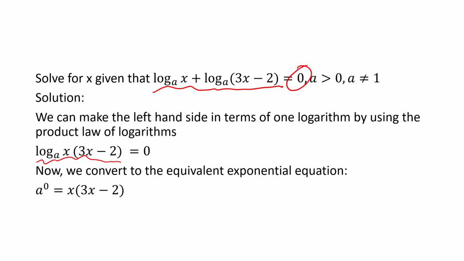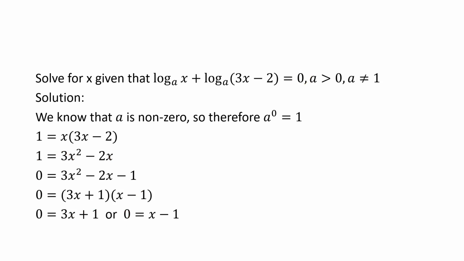Now that we have this, we can convert it to the equivalent exponential equation, because this isn't a situation where we had a log on one side and a log on another. This is a situation where we had a log on one side and a number on the other. So we say the base raised to 0 is equal to x times 3x minus 2. Since a is a non-zero number, a to the 0 is equal to 1, no matter what non-zero value we put in for a. So we get 1 is equal to x times 3x minus 2.